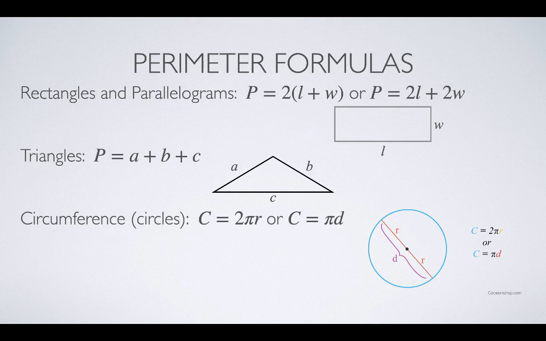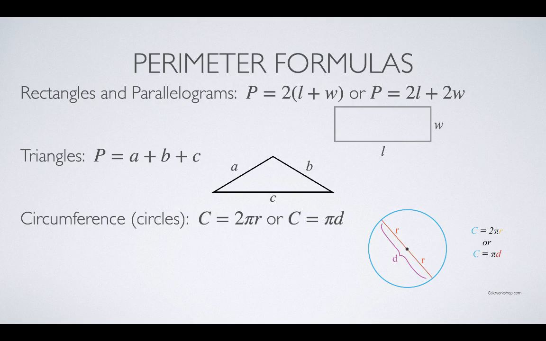So perimeter formulas. For rectangles and parallelograms, you're basically going to add up the sides. Since you have two lengths and two widths, one of the ways to write it is P equals 2 times (L plus W), or you can do P equals 2L plus 2W. For triangles, we just add up the three sides, so perimeter is A plus B plus C.